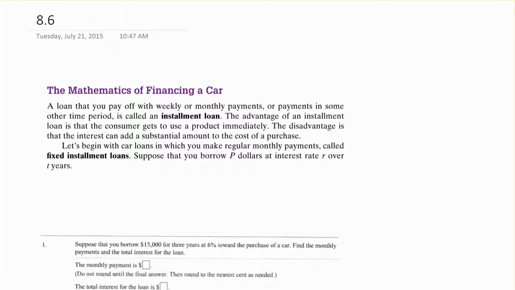So these are called installment loans, and getting an installment loan means that you get the product immediately. You didn't have to actually save the money for a car before you got it. So you pay for it and you're already using it. The disadvantage of an installment loan is that interest can add a substantial amount to the cost of the purchase. All right, let's take a look, and I hope you'll very quickly recognize that you really already know what to do.